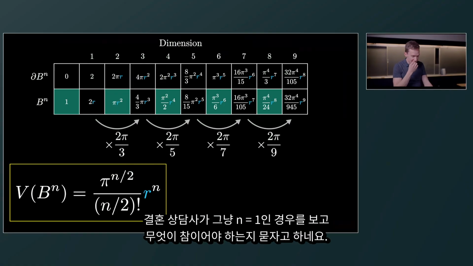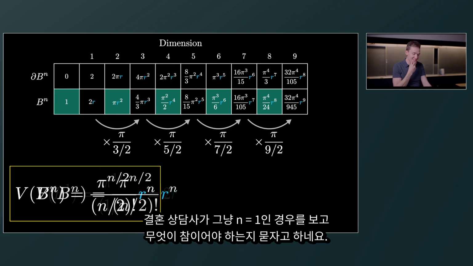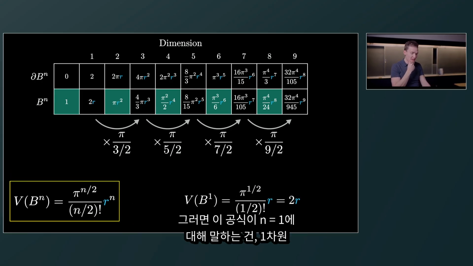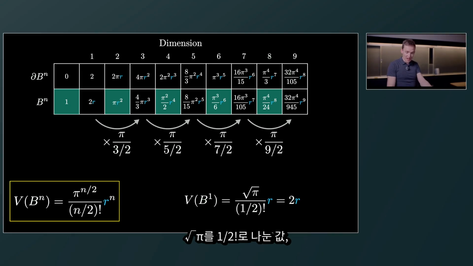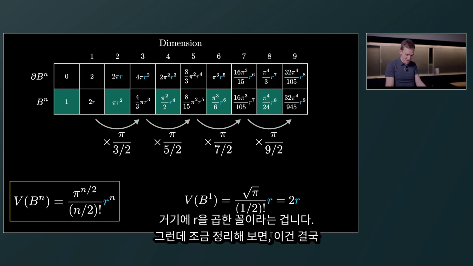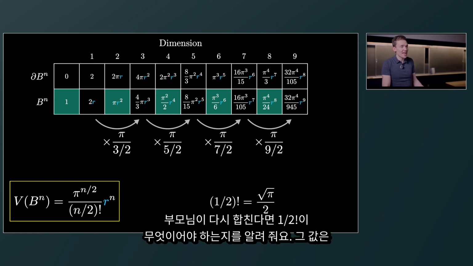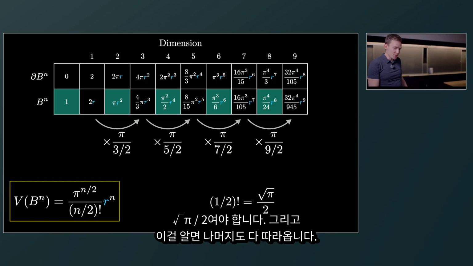And in this case, the marriage counselor just suggests looking at the n equals 1 case and asking what has to be true there. So what this formula would say for n equals 1 would be that the volume of a 1-dimensional ball, which again is just a line segment, looks like pi to the 1/2, and raising to the 1/2 is the same as taking a square root, divided by 1/2 factorial, whatever the heck that should be, times r. But we do a little rearrangement and we say, well, this is kind of telling us what 1/2 factorial would have to be if mom and dad are getting back together. It would have to be square root of pi divided by 2. And once you have that, you actually have the rest of them.